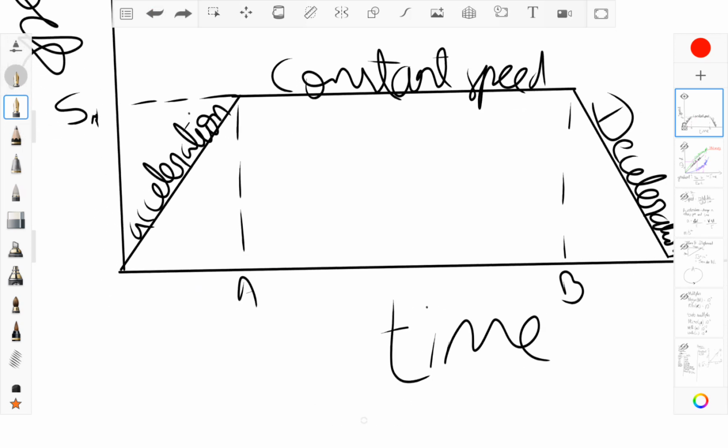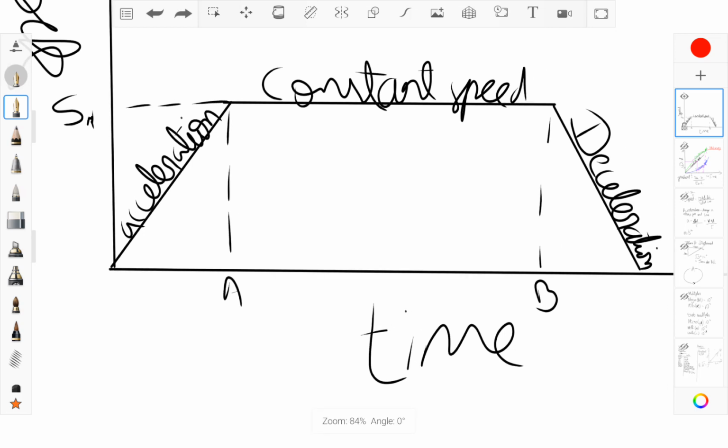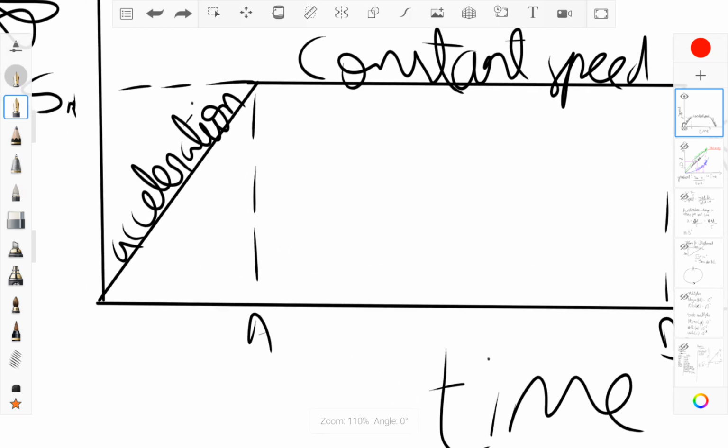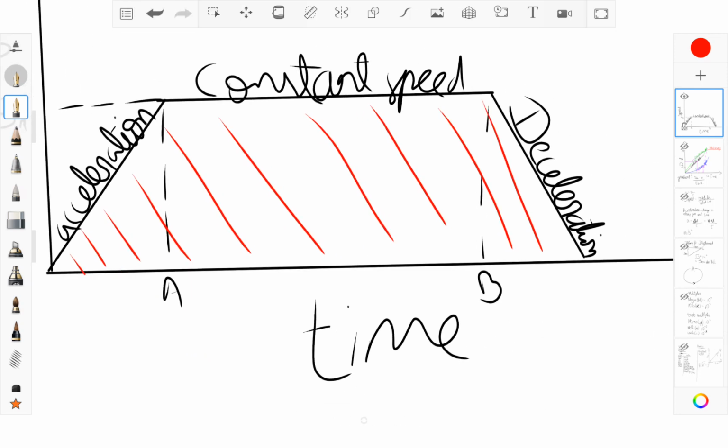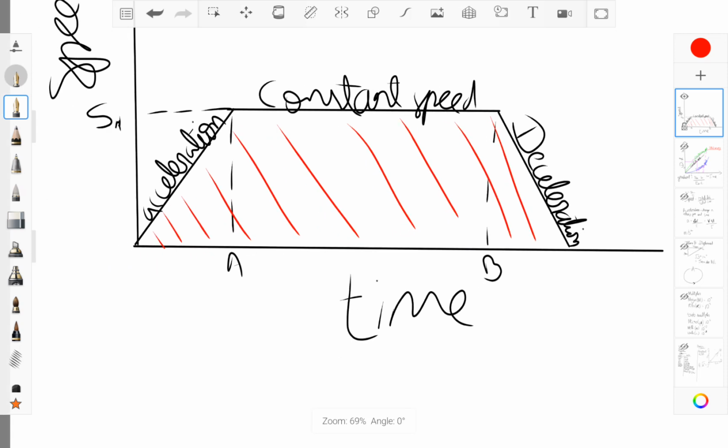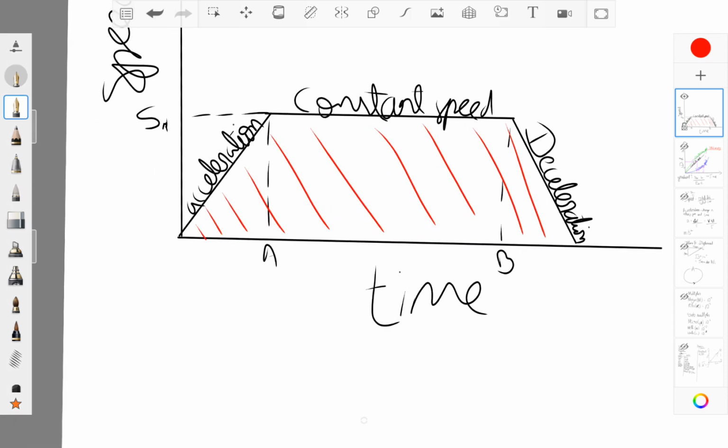Now there are four things that you need to know. If you were to calculate a gradient and your gradient was positive, that's acceleration. If you calculate the gradient and you got a negative value, that's deceleration. The area under the curve, so you can see this is a trapezium. If I were to calculate the area under this curve, I would get the total distance that has been traveled by the body. Whereas before, if I wanted to check the distance in the distance time graph, I can just look at the y-axis.